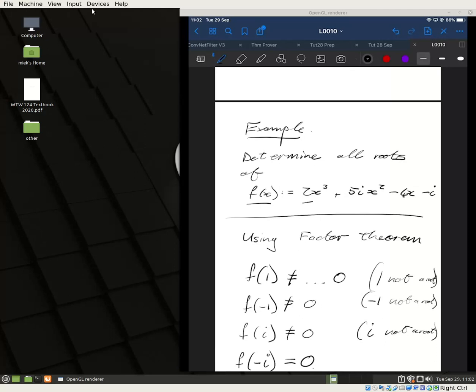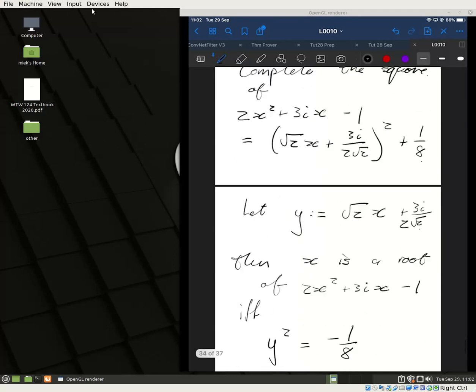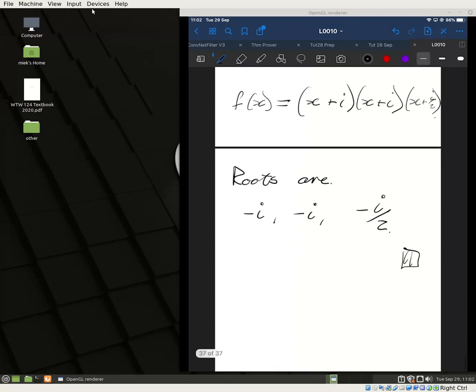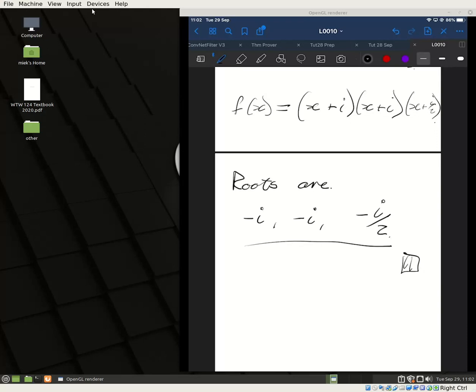So see here, our polynomial had degree 3, and counting with multiplicity, we have found all three roots of our polynomial. Good, and that is it for this example.